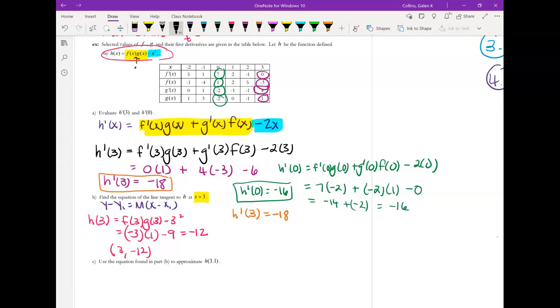So just putting that all together, y minus negative 12 becomes y plus 12. That equals our slope m, negative 18, times x minus 3. And that is the equation of the tangent line.